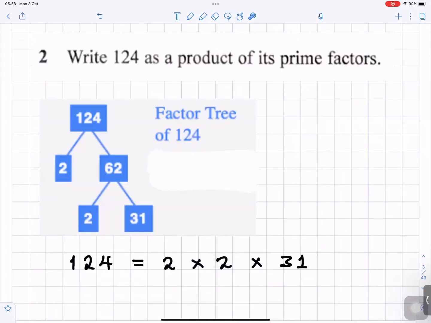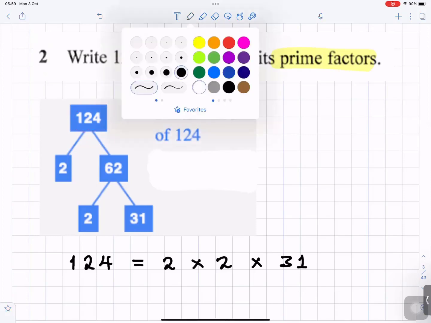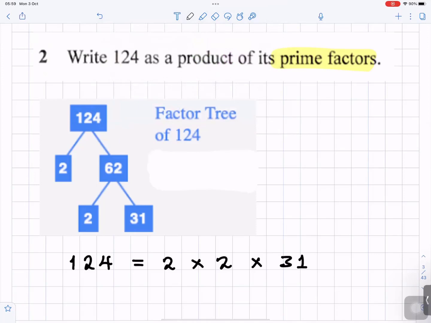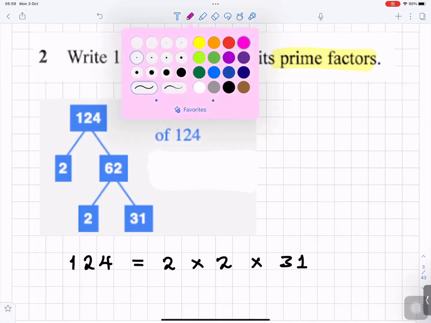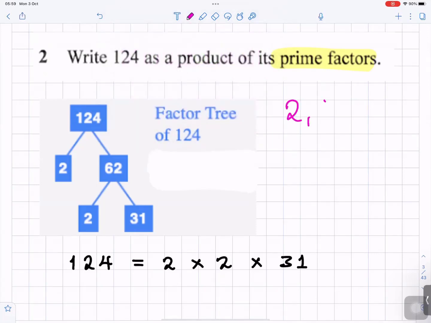Question number 2. Write 124 as a product of its prime factors. So 124, the prime numbers are 2, 3, 5, and so on. So if we have half of 124, it is 2 times 62.